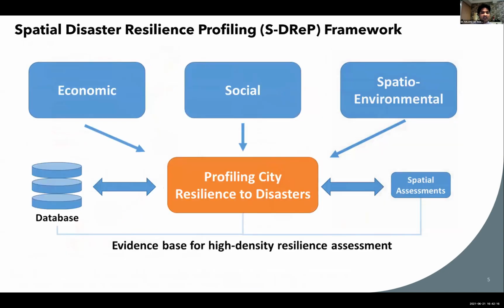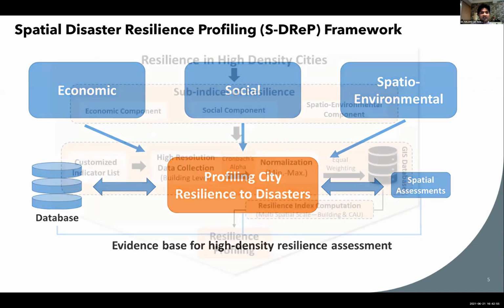This is the overall layout, just a brief layout, and in a bit I will explain each component. We took a systems of systems fashion, and collected data on different economic, social, and spatial environmental aspects within a city, and then used a geodatabase and some spatial modeling approaches to profile the disaster resilience of a city. However, this city resilience is not in terms of horizontal stuff, but it accounts for the vertical spread or the vertical development of the cities.